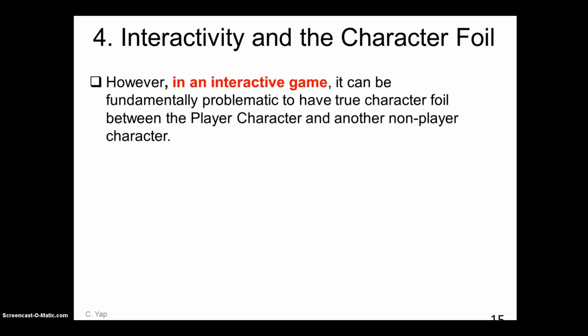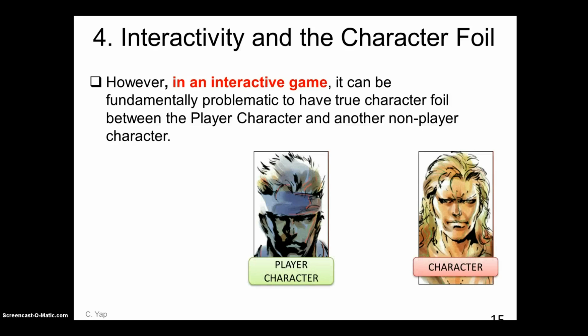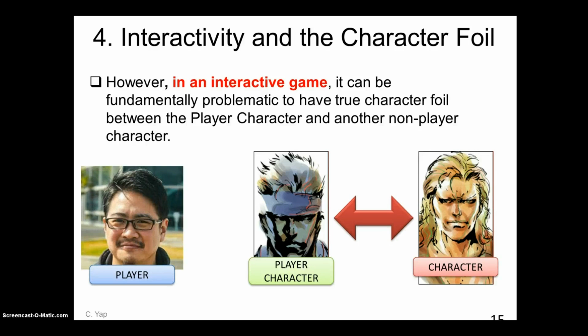But Metal Gear Solid is a game. So in an interactive game, it can be fundamentally problematic to have a true character foil between a player character and another non-player character. So in this diagram here, we have Solid Snake in the middle. He's your protagonist. He's a player character. He's the guy who you experience the game through as a player. He is being compared to a non-player character, which is the main antagonist of Liquid Snake. But the problem is that the player character also shares a relationship with the player. He is a vacant vessel for you to sort of explore the game in, but the two are not equal.